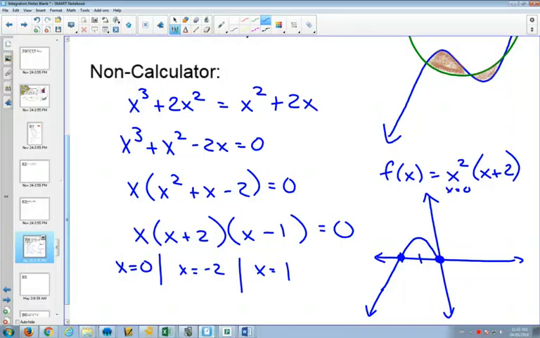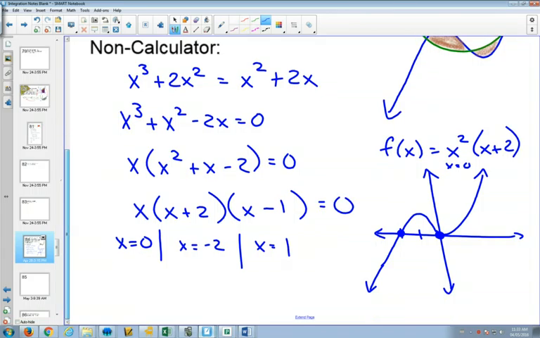And anytime you have an even multiplicity, it's going to bounce off of that point and go back up. So we actually got a pretty good idea what this graph looks like. We just don't know how high this little maximum is. And we could find that if we wanted to with calculus.